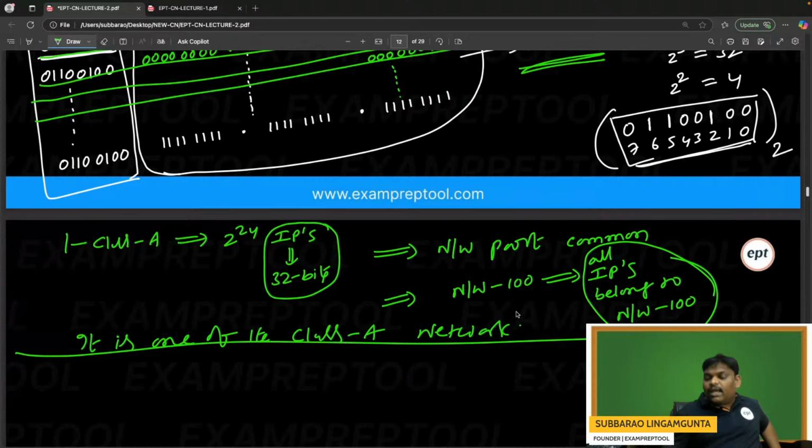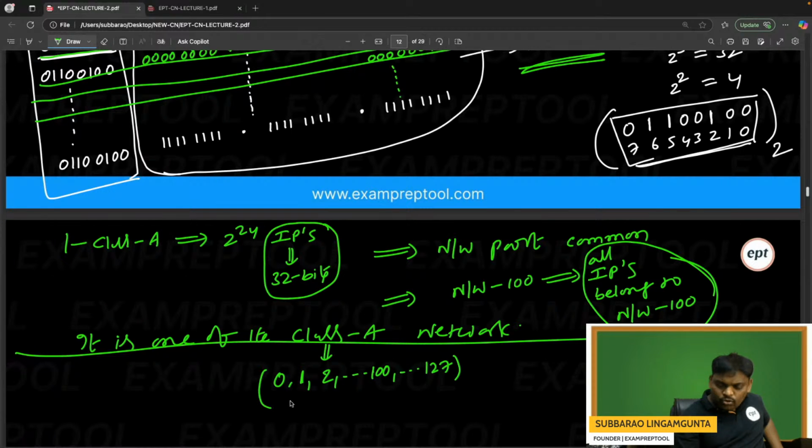It is one of the class A networks. If you observe, class A network 0 is there, class A network 1 is there, class A network 2 is there, and so on. Class A network 100 is also there, and class A network 127 is also there. 0 to 127: 2 power 7, that is 128 class A networks. Out of them, this is class A network 100.